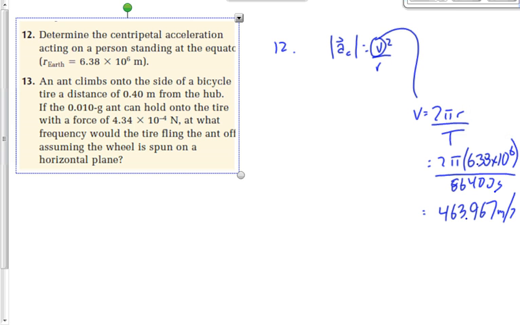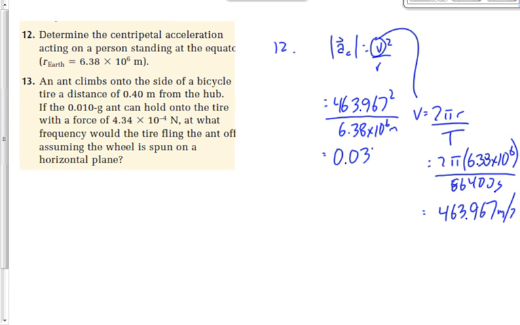So let's take that value now. Let's square it, 463.967, divided by the radius, which is 6.38 times 10 to the 6. And when we do the math there, what do we get? 0.034, and it should be 3 digits, right? 337, okay. 0.0337 meters per second squared, or we could say 3.37 times 10 to the minus 2 meters per second squared.